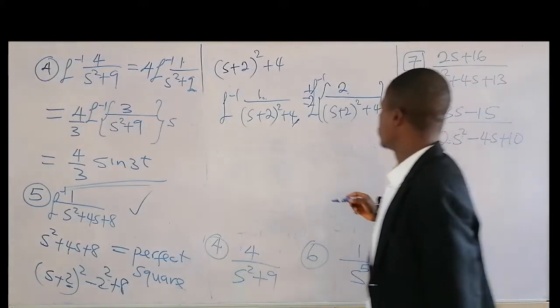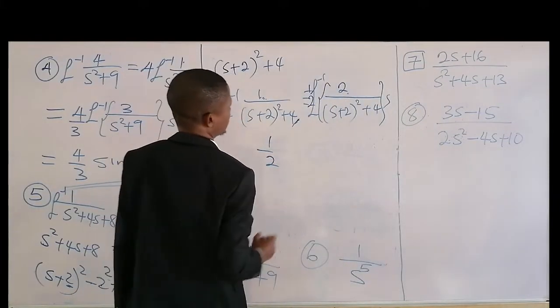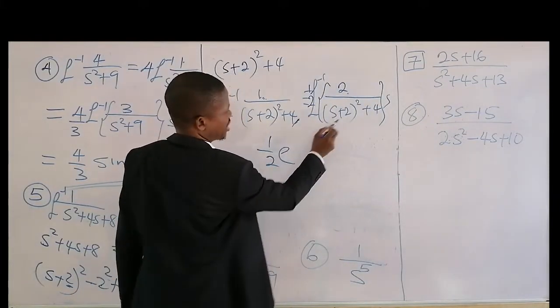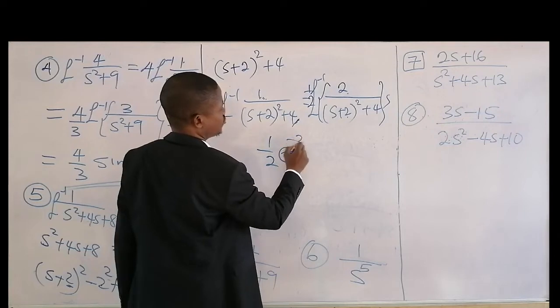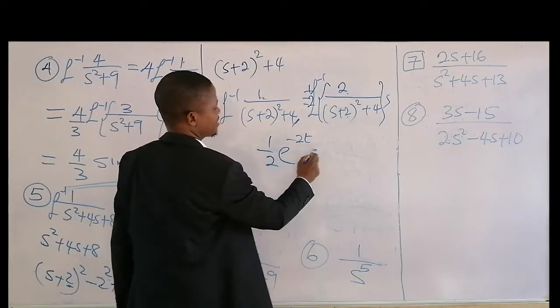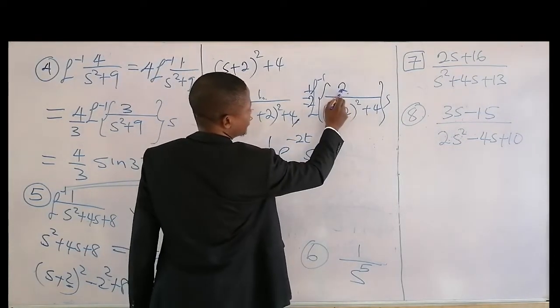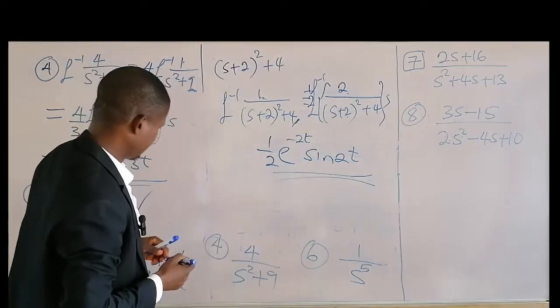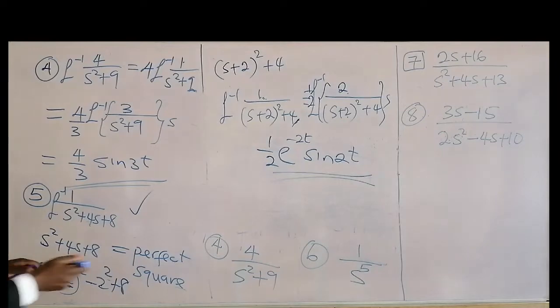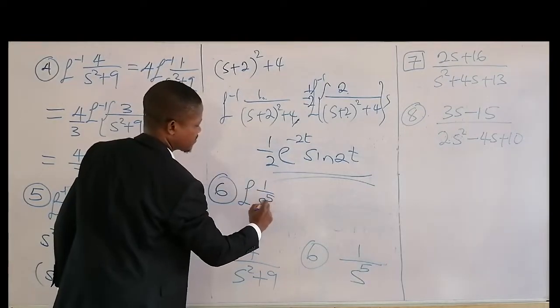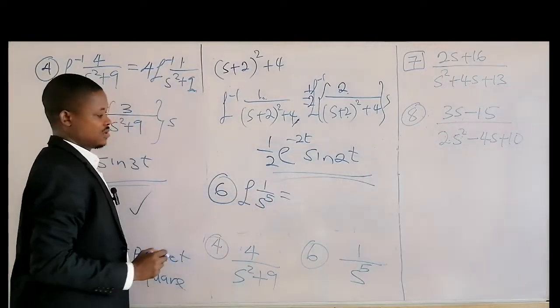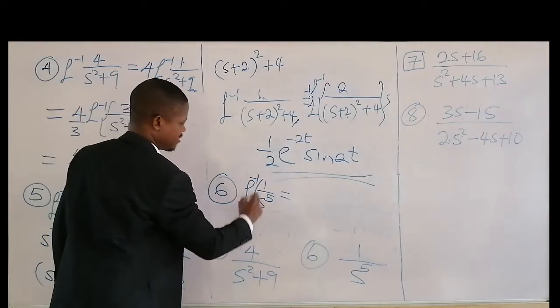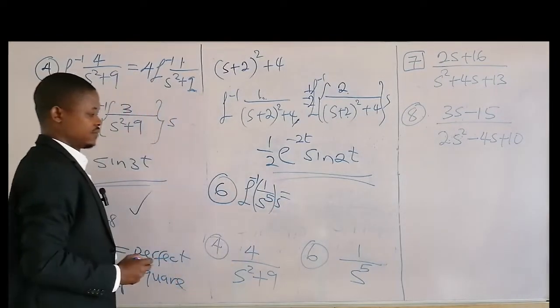So, final conclusion, this will be half exponential. This is plus 2. This is minus 2t. And then sine what? Sine. What do we have there? Sine 2t. And that's that. Next question. Question 6 is simple. We have this. Okay, so how do we solve it? Inverse of this. How do we solve it?